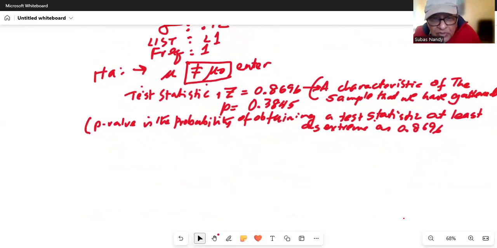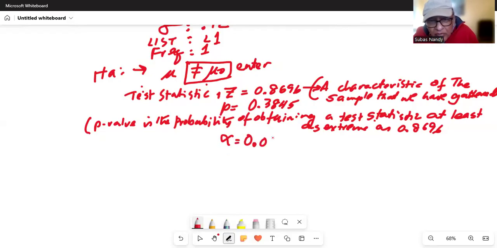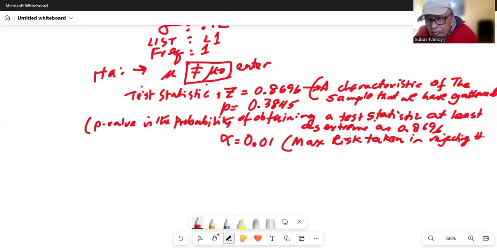Now compare this with the alpha. Alpha is the maximum risk we are taking. Alpha is 0.01 in this problem. Maximum risk taken in rejecting H0 when it is true.